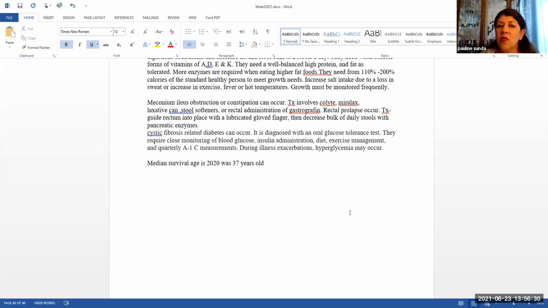Cystic fibrosis related diabetes can occur. It is diagnosed with an oral glucose tolerance test. They require close monitoring of blood glucose, insulin administration, diet, exercise management, and quarterly hemoglobin A1C measurements. During illness exacerbations, know that hyperglycemia may occur. Median survival age as of 2020 is 37 years of age.